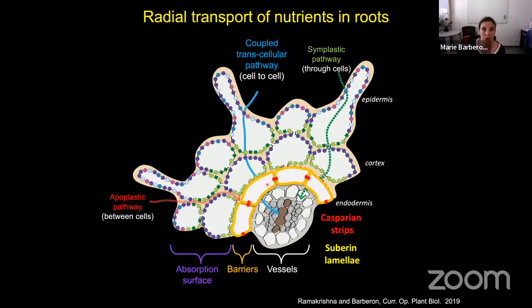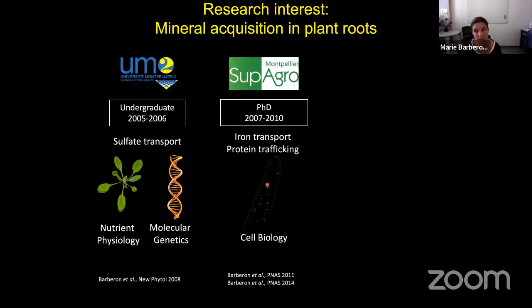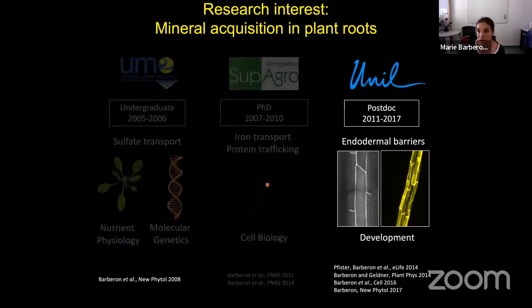During my whole research life, I've been studying nutrient transport in root at different scales. When I was an undergraduate student, I was working on sulfate transport in plants at the University of Montpellier in France. Then I did my PhD, still in Montpellier, where I worked on iron transport in plants, and I ended up doing a lot of protein trafficking and cell biology in this context. After this, I moved to Switzerland, where I did my postdoc, focusing on endodermal barriers. And I'm going to tell you a few words about what I did as a postdoc on this topic.